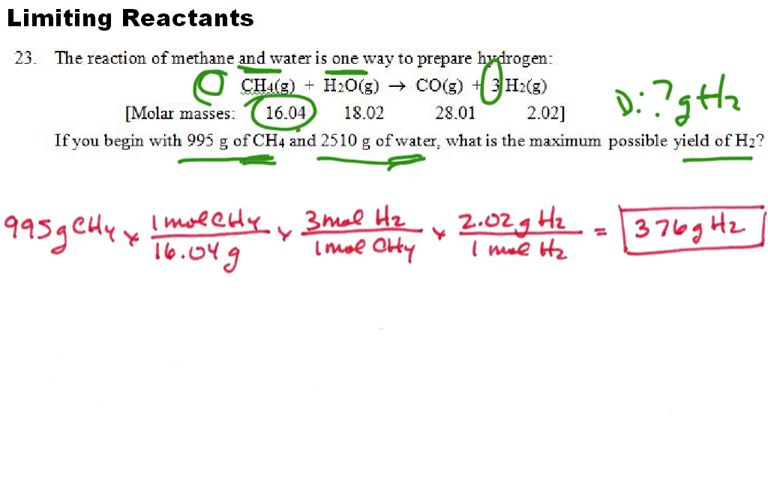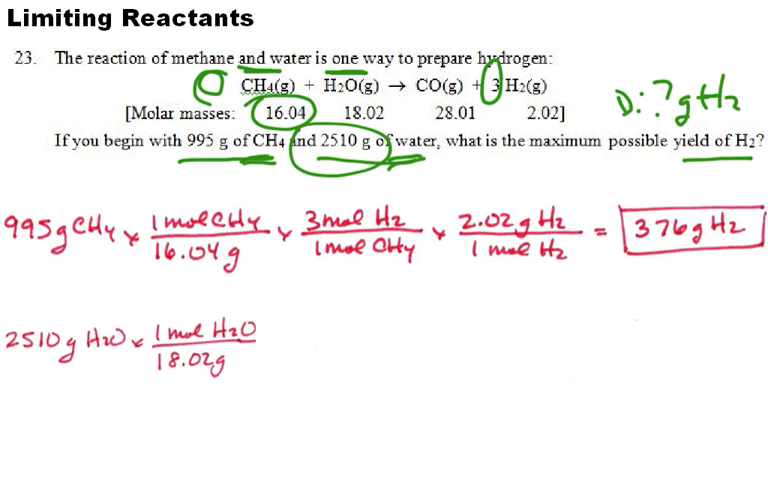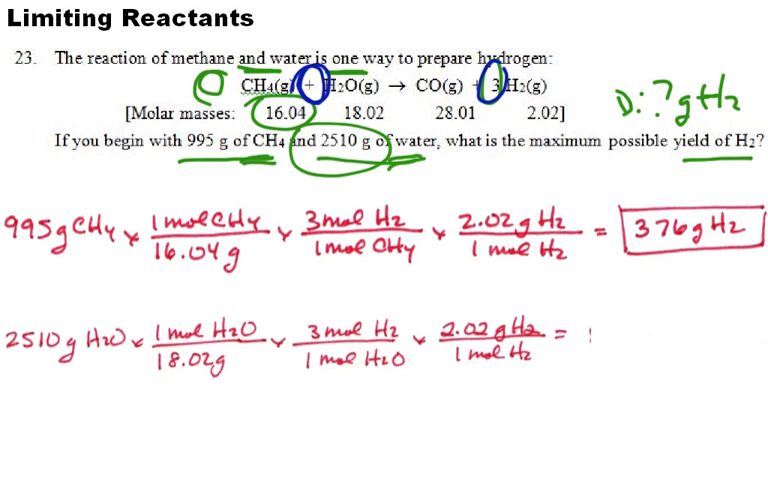We still have our 2,510 grams of water. So we can see what that would come up with. We start off with the same exact beginning, so you have 2,510 grams of water. Now this time we're going to change our grams to moles of water, and the heart of the problem, the bottom, is 1 mole of water because in the balanced equation there's only a 1 in front of it, so we use 1 and 3. But after that, it's exactly the same as the equation before. So when we get all done, we get 844 grams of hydrogen.